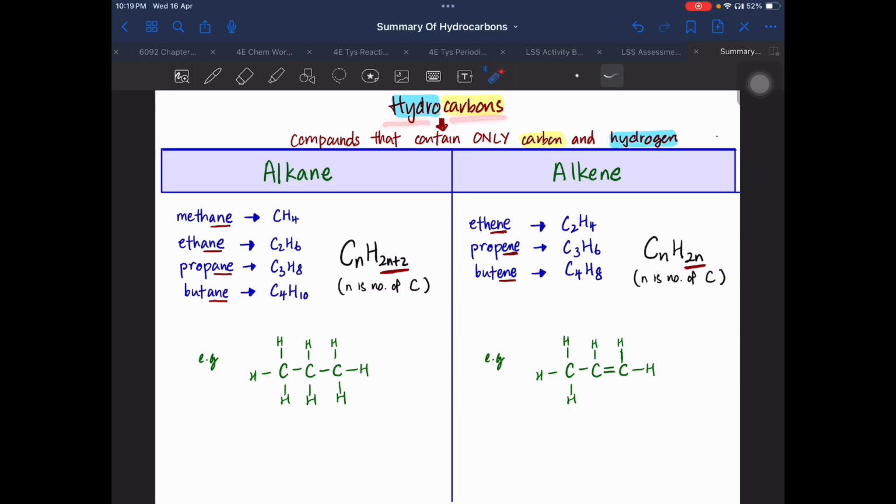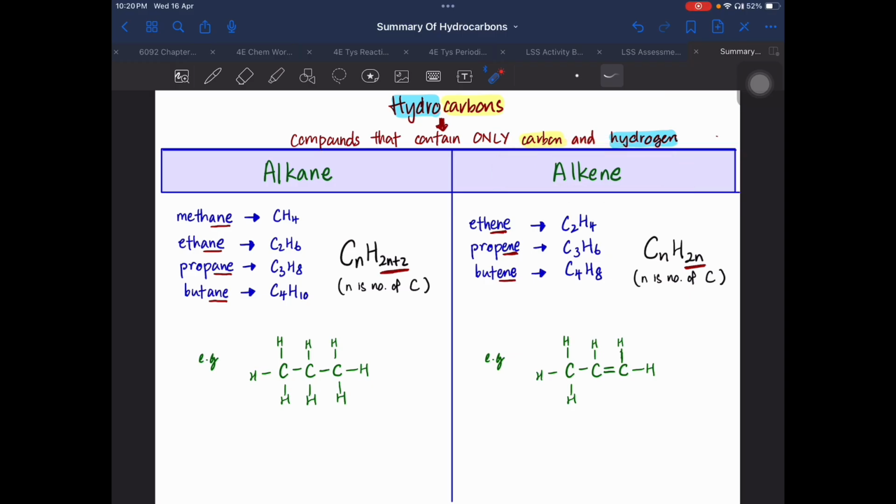Hydrocarbons, as the name suggests, refers to any compounds that only contain hydrogen, so the hydro, and carbon, right? So the compound can only have carbon and hydrogen in its formula. In our syllabus, there are only 2 such types of organic compounds. One is known as alkane and one is known as alkene.